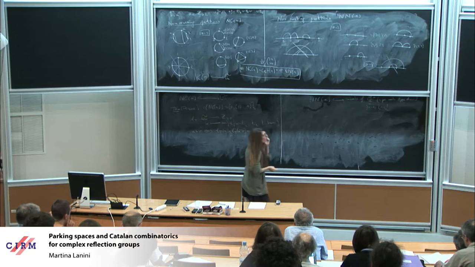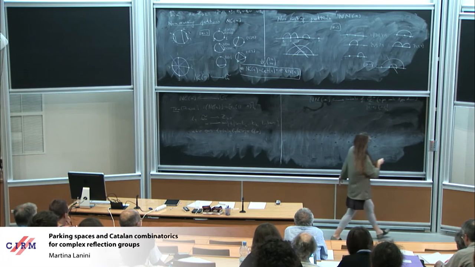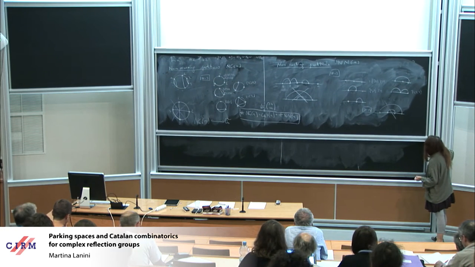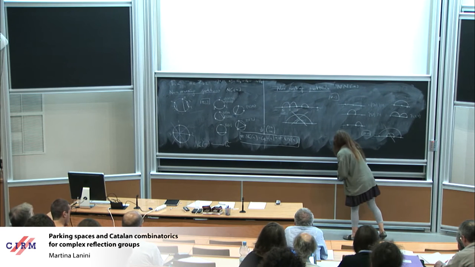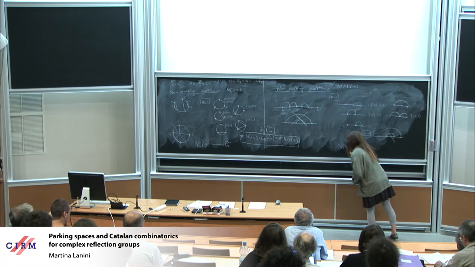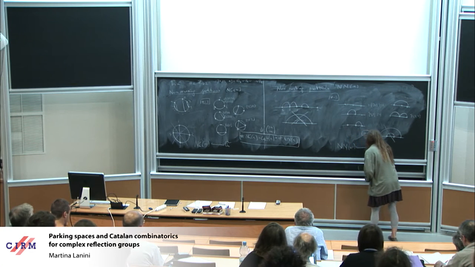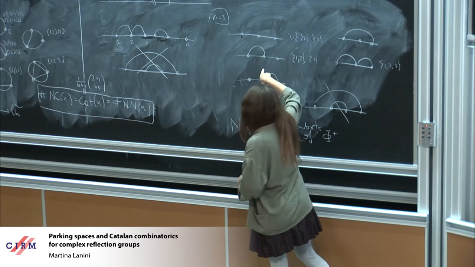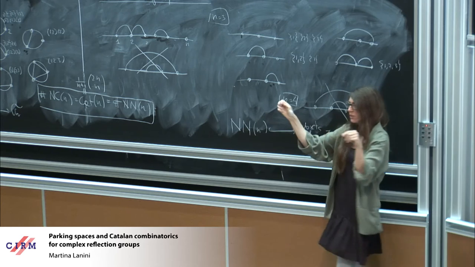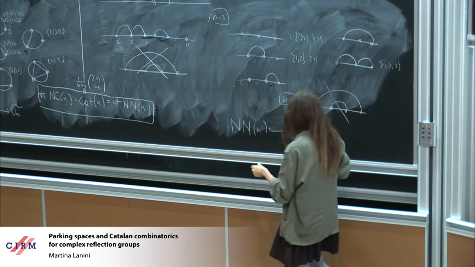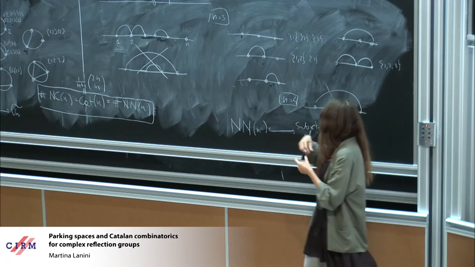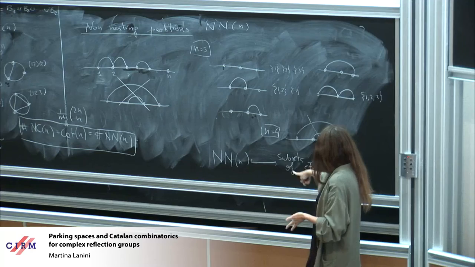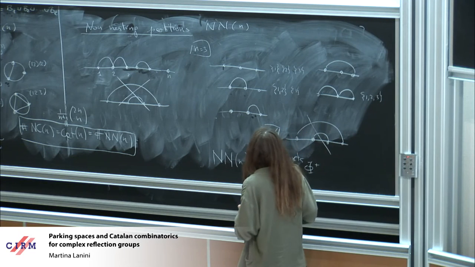Okay, and so how does this go? Again, what I'm now showing you on this example is this embedding. I have a configuration of points and arcs, and to any arc I'm going to associate a root. Any of these non-nesting partitions is a set of points and arcs, a configuration. So to any of these things I associate a set of positive roots, and I do it as follows.